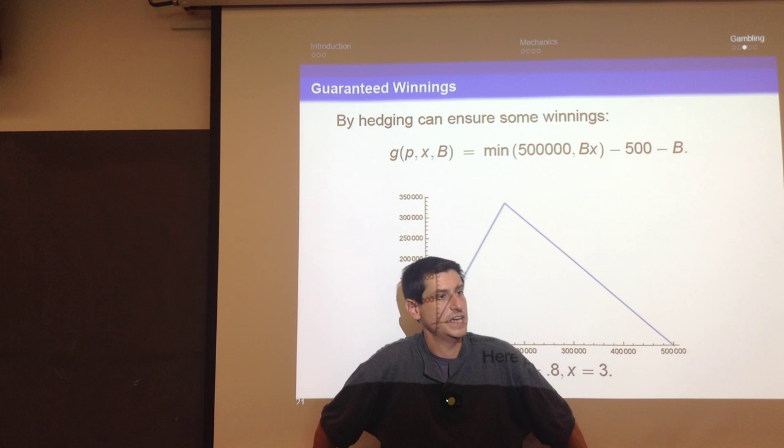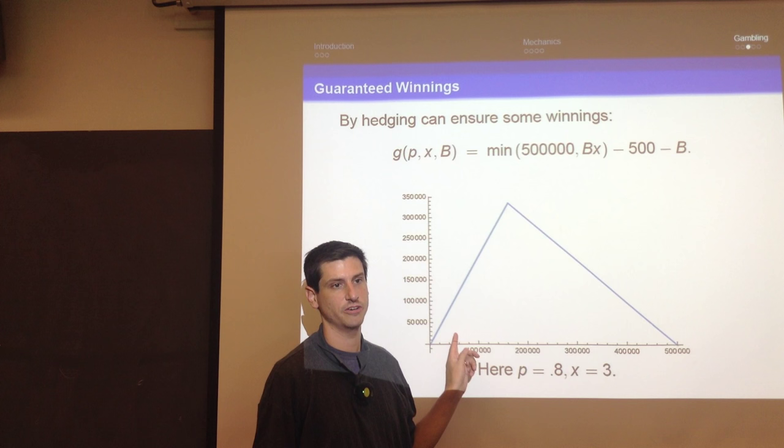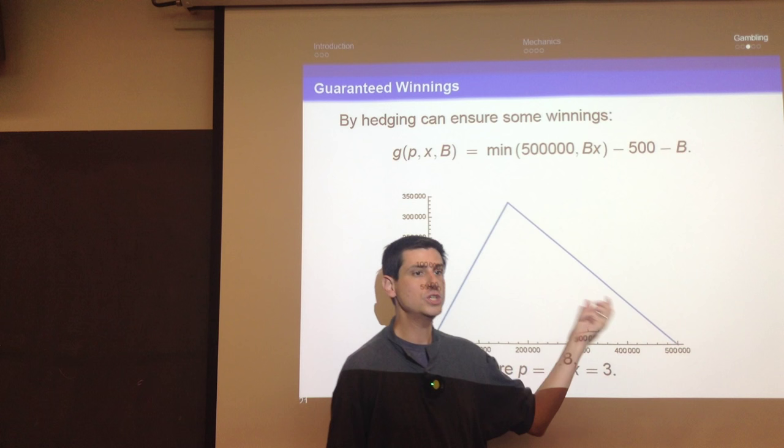What I'm doing here is not plotting my expected winnings. I'm plotting a very different quantity: my guaranteed winnings. So I'm looking, for each case, at the worst case scenario. If I have a small amount of money on the Giants, what's my worst case scenario? Giants win. If I have a large amount of money on the Giants, what's my worst case scenario? Patriots win. So for each one, it's a very simple quantity.